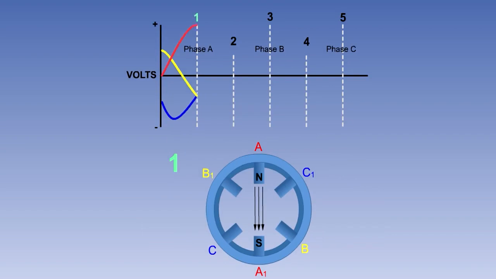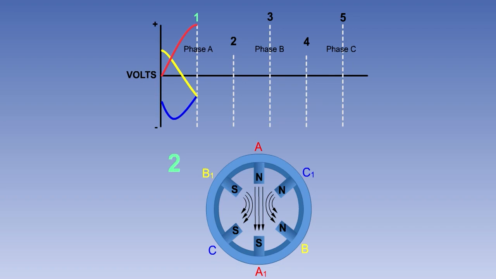If we start at point 1 on the graph, you can see that phase A is at its positive peak, so pole A has a strong north magnetic pole and A1 a strong south pole. Phases B and C are both negative, so poles B1 and C1 have weaker north poles. The magnetic fields will look like this.